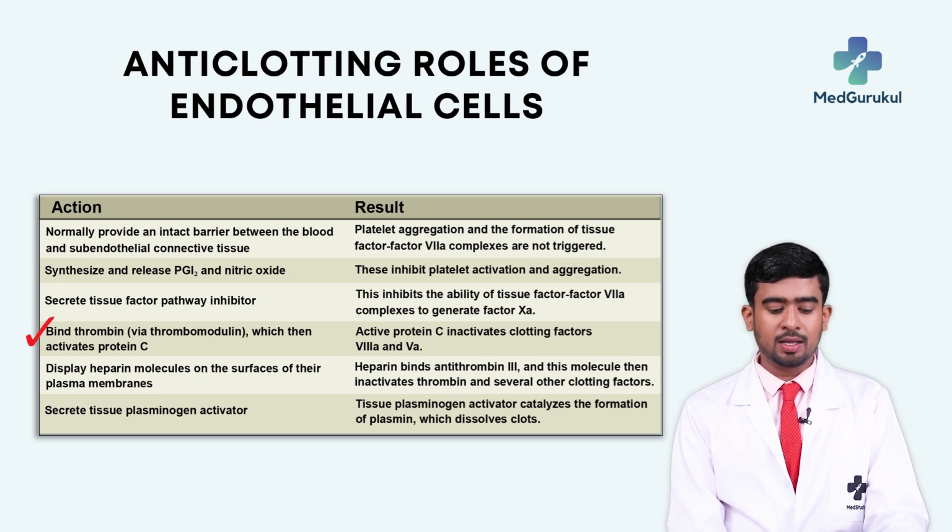And the next function is to bind thrombin via thrombomodulin. This also we have seen, that the endothelial cells will be secreting thrombomodulin, and this thrombomodulin will bind to thrombin and inhibit further production of clotting factors. And the next one is to display heparin molecules, and we have seen that heparin is also an anticoagulant which has an inhibitory role on 11, 12, 9 and 10 clotting factors. And finally, endothelial cells are also responsible for secreting the tissue plasminogen activator.